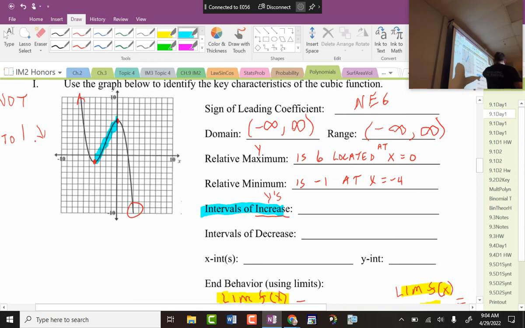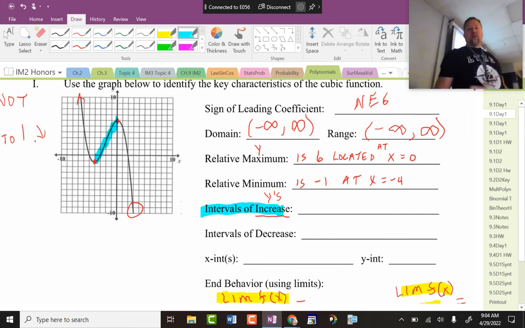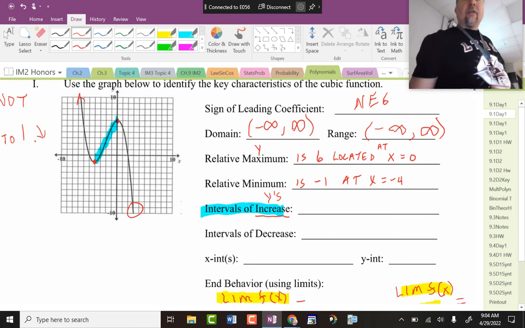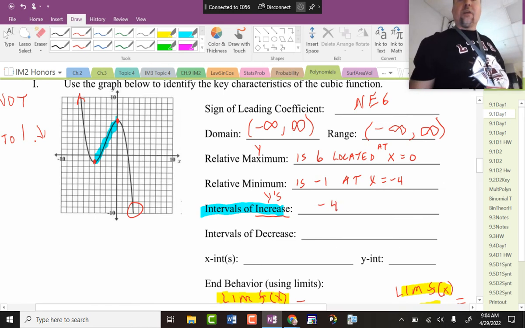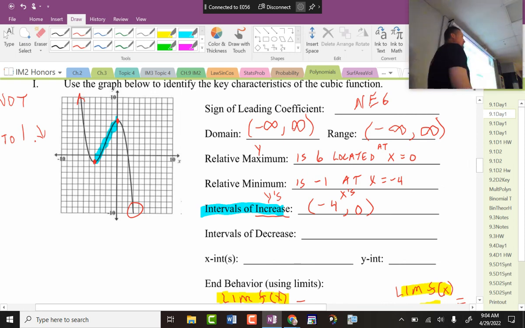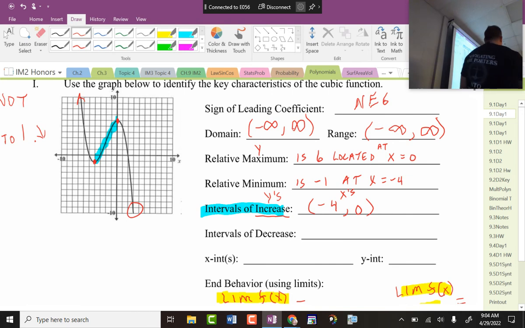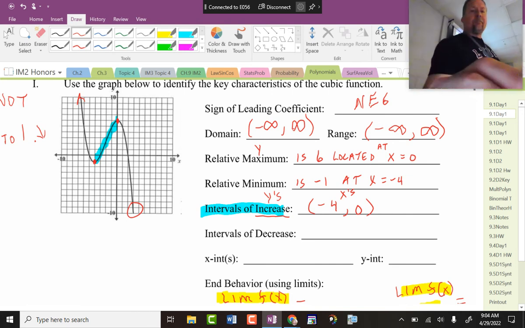All right, so I've already taken care of the output. What inputs make these y's increase? So what I'm saying is you need to name the x's as that interval. And the x's are from -4 to 0. So I input -4 to 0 in order. I input these x's to create these increasing y's. And then you know why it's parentheses? Well, let me finish with decrease and then I'll tell you.